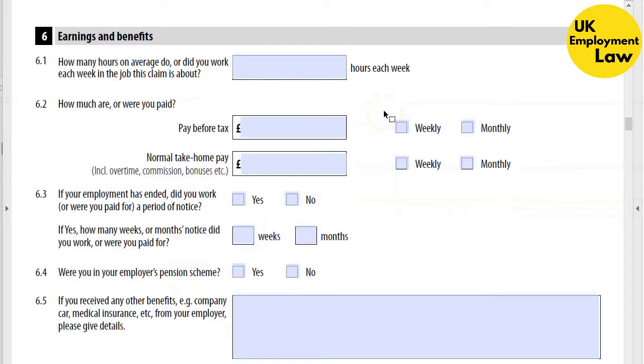Let's look at section 6, earnings and benefits. 6.1, this asks for your average hours. These hours may include your regular overtime. 6.2, how much are or were you paid? If you have added overtime, then you need to add pay for that overtime as well. Provide gross and net figures depending upon whether you are paid weekly or monthly.